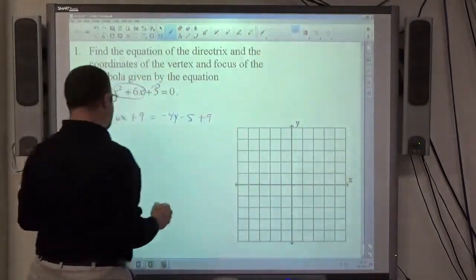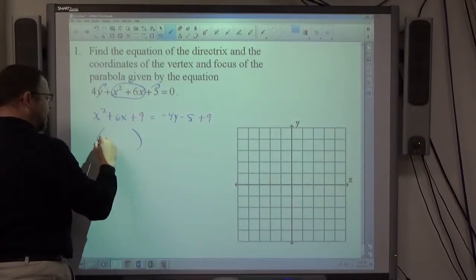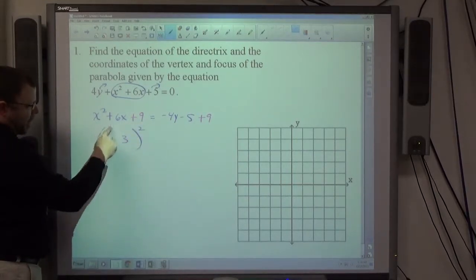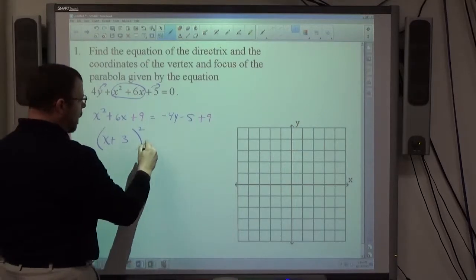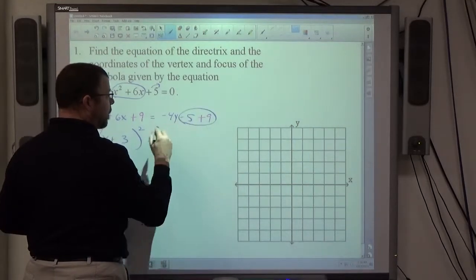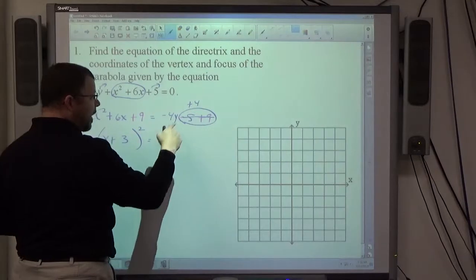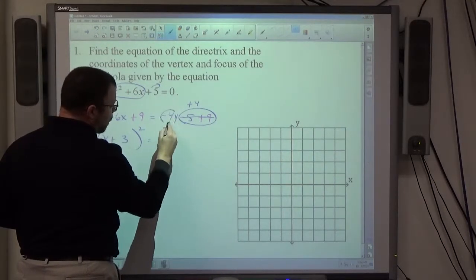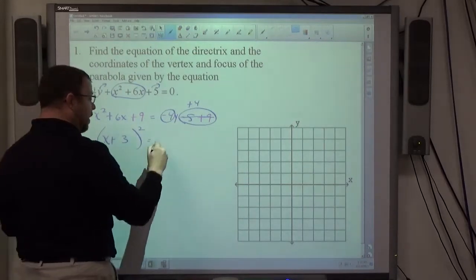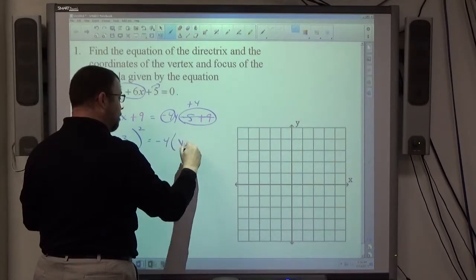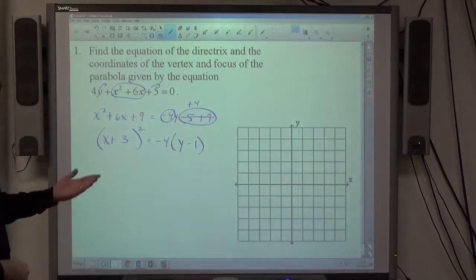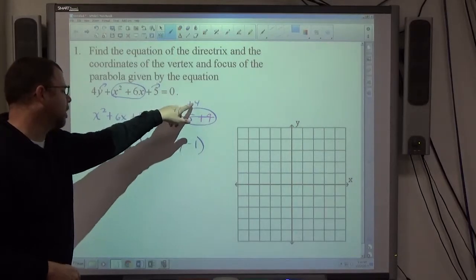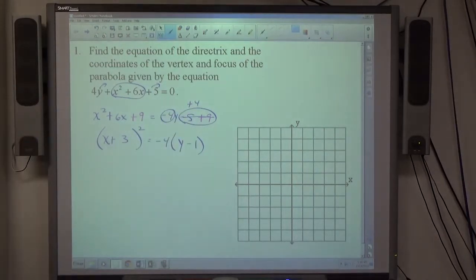And that gives me, on the left-hand side, x plus 3, the quantity squared, since the middle term is a perfect square. On the right-hand side, I just add the like terms. I'm going to get plus 4 out of that. I don't want there to be a number in front of y, so whatever that is, I'm going to take it out. So negative 4 comes out, y minus 1 is left over. Keep in mind when you take out a negative, the signs change. So negative 4y changes to positive, positive 4 changes to negative.